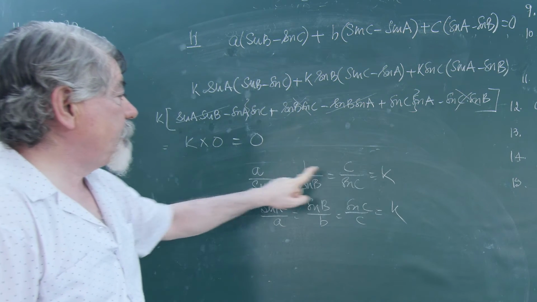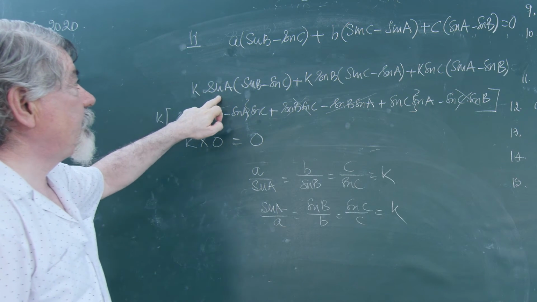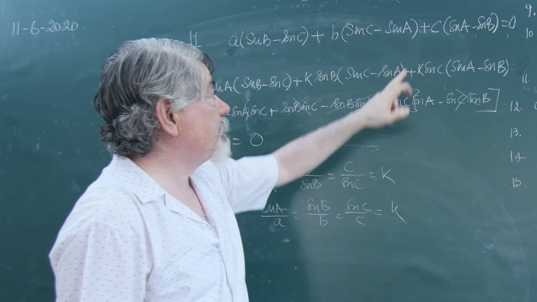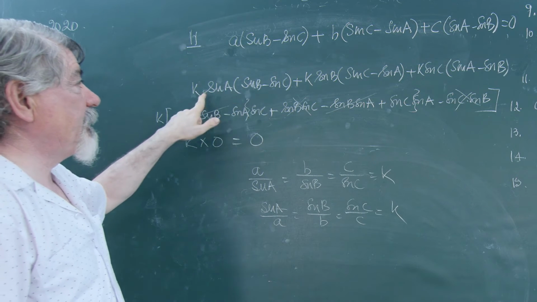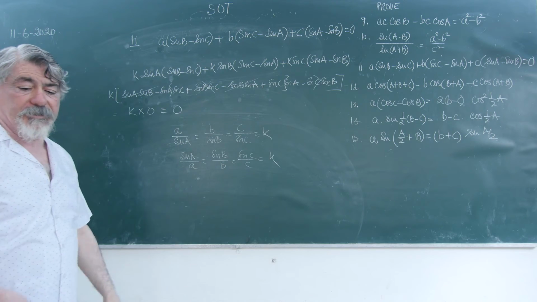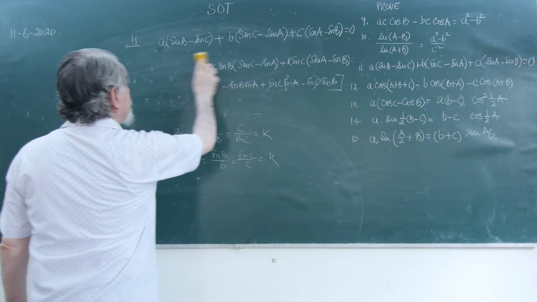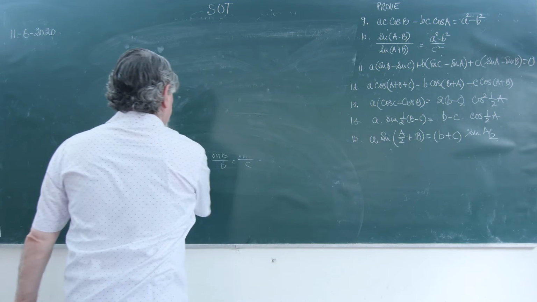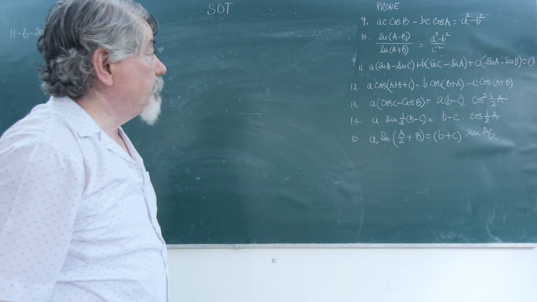So A became K sine A, B became K sine B, C became K sine C. And then we multiplied them, took out the K common, multiplied everything inside, and all the terms cancelled out with each other finally. So this was question number 11. Now let us see question number 12.